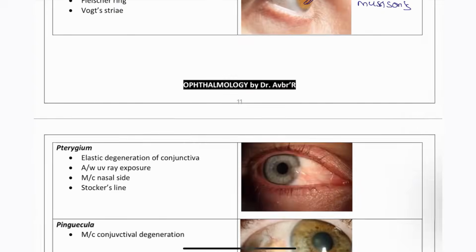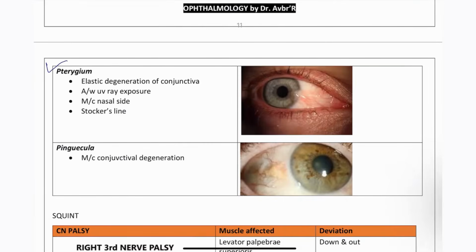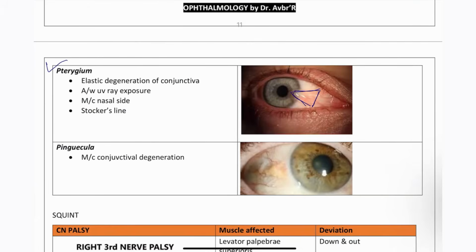Okay, next, moving on to the pterygium. Here you can see this is the pterygium. Classic degeneration of the conjunctiva. Especially it is going to show on the nasal side. Stocker's line is also seen in this patient. How are we going to treat this patient? With the help of graft placement that you are going to use.